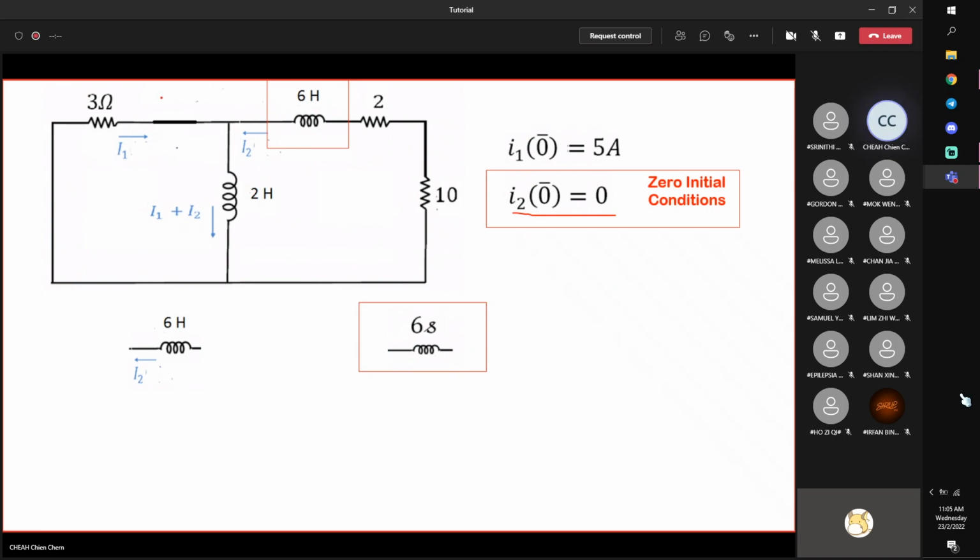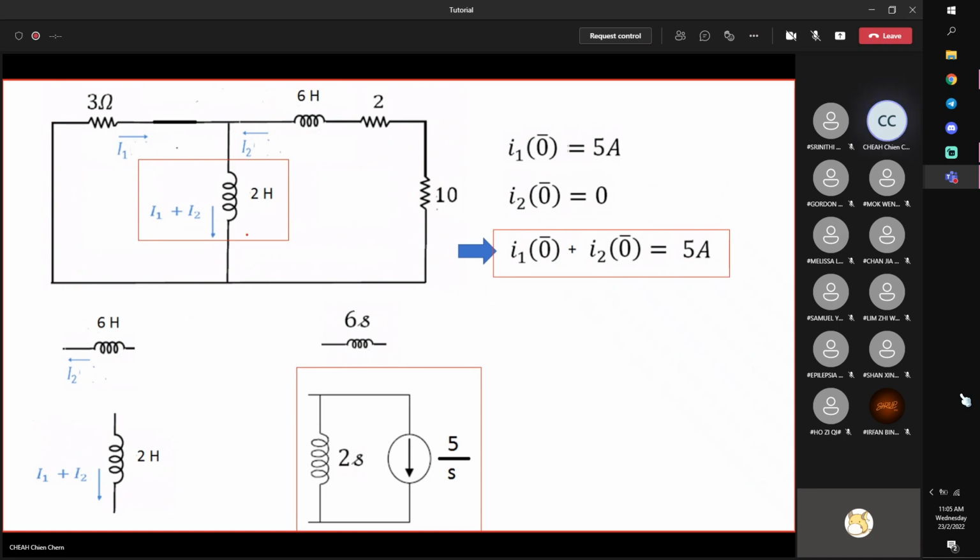Now there's no inductance here, right? Nothing. But there's one more inductor here, 2H. Now 2H basically is 2S, no problem. But initial condition, be careful. The current through here is I1 plus I2. Therefore, the initial condition is this plus this, which is equal to 5 ampere. 5 ampere in the Laplace domain is 5 divided by S. So it can be put into this form.